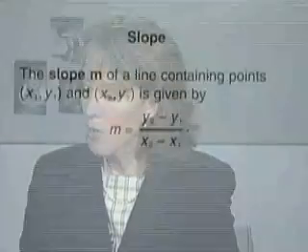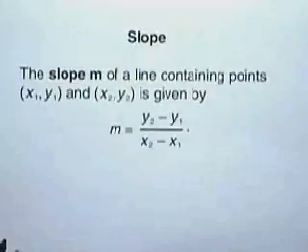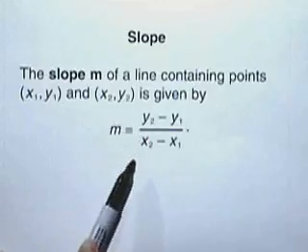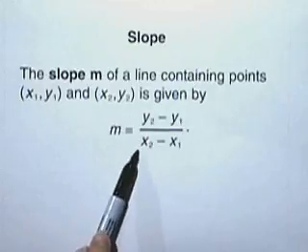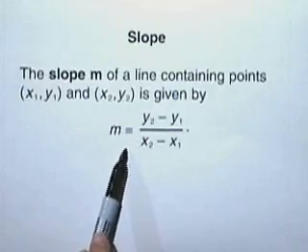To calculate the slope, we'll use the following formula. The slope m of a line containing points x sub 1, y sub 1, and x sub 2, y sub 2 is given by m equals y sub 2 minus y sub 1 over x sub 2 minus x sub 1. Sometimes you've seen this as rise over run, or the change in y over the change in x. Let's take a look at an example.